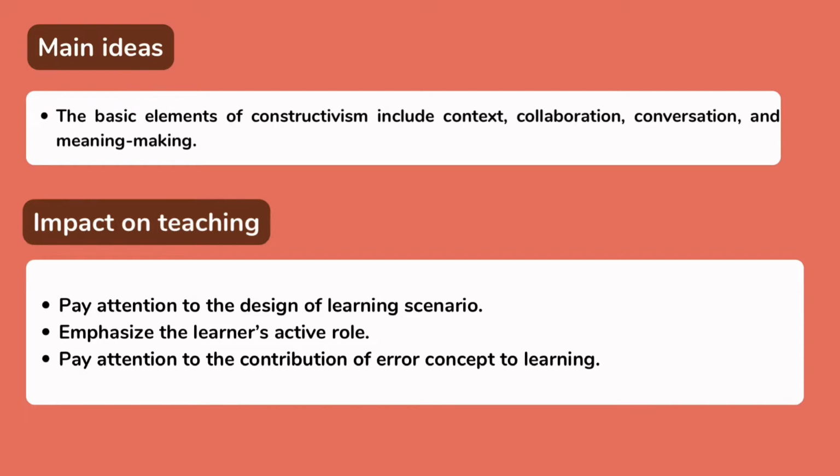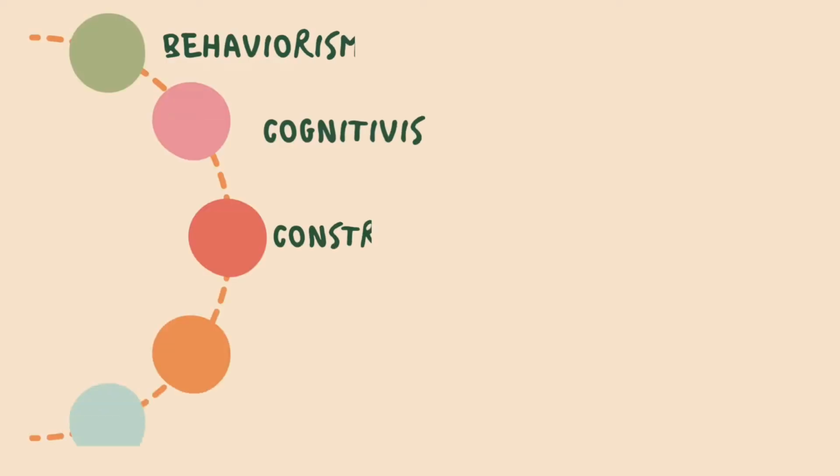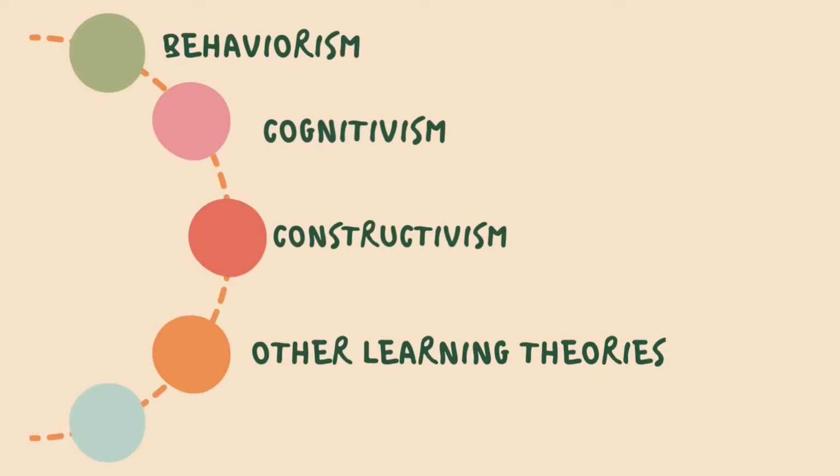This situated cognition theory treats the aim and process as unity. Therefore, even the erroneous concepts produced in the process of learning also have a positive contribution to the construction of the whole knowledge structure. Next will be other learning theories.